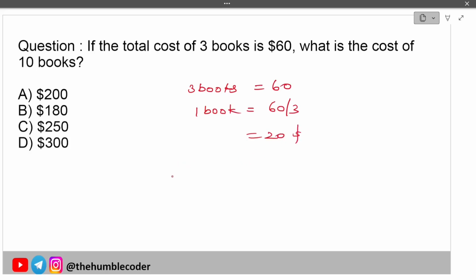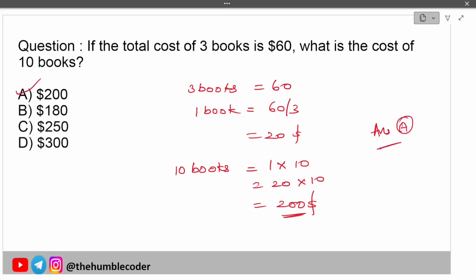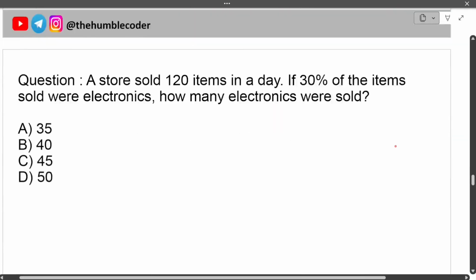Now we have to find the cost of 10 books. So 10 books is what? Cost of one book into 10, which is 20 into 10. So 200 is the cost of 10 books. So the correct answer for this question is option A. Moving on to the next question now.